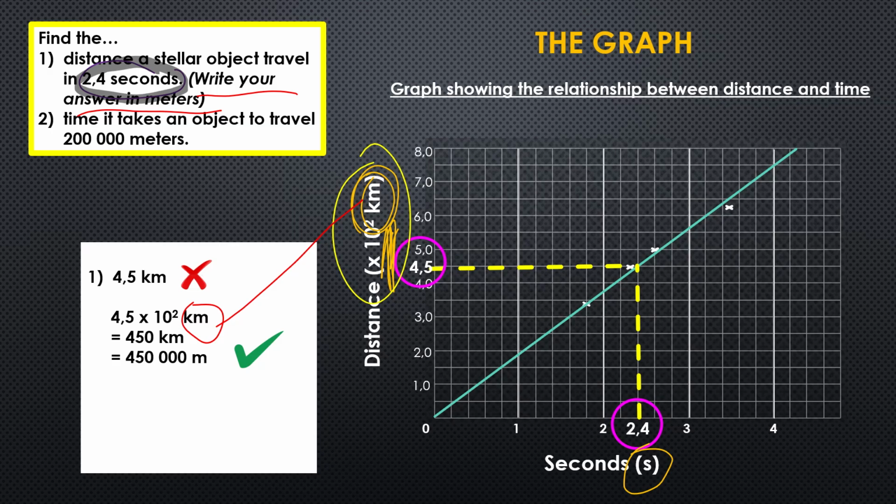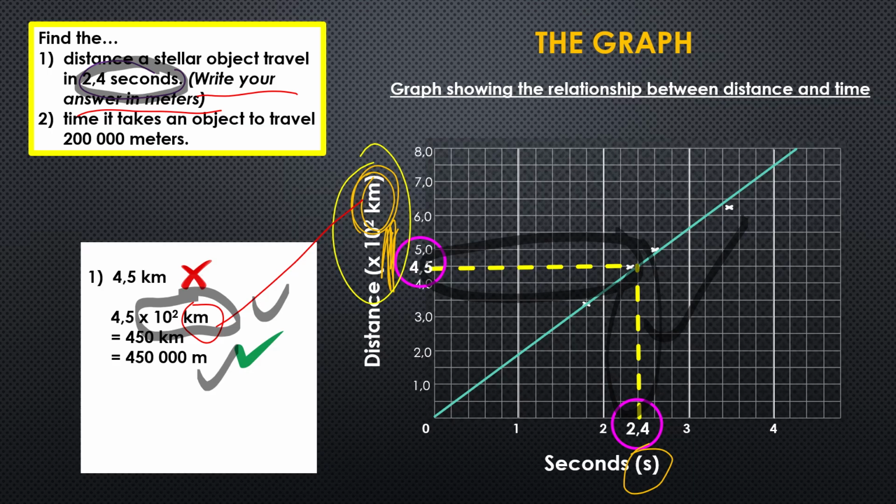A question like this will go for 3 marks. How do we mark it? Well, you always get 1 mark for your dotted lines. So for these nice dotted lines on the screen, you'll get 1 mark. Then you'll get your second mark for applying the scientific notation, and your third and final mark will be for your correct answer in meters.